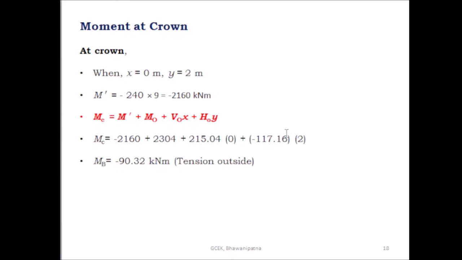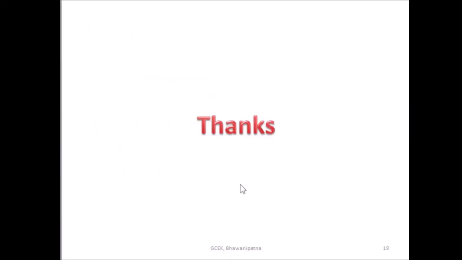Then after simplifying this equation, MC is equal to minus 90.32 kilonewton meter, and here you got a negative value of moment. So the tension occurs outside the arch. So at the crown the tension occurs outside the arch. So these are the process. So you have to find out the moment at any section in the arch.